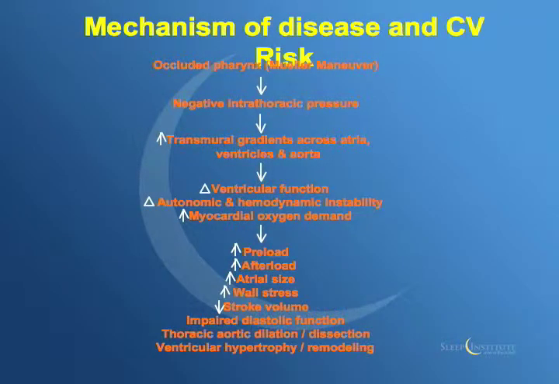It's thought that this changes ventricular function, causes changes in autonomic and hemodynamic instability, increases myocardial oxygen demand, which then increases your preload, your afterload, your atrial size, your wall stress, and decreases your stroke volume. And this is where we think that the impaired ventricular function comes from, and ventricular hypertrophy and remodeling.